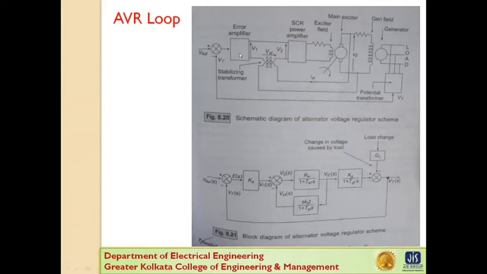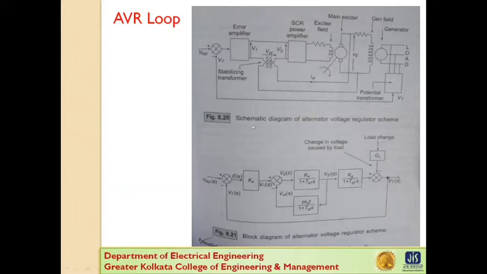So first the generator field is controlled by the exciter, and the exciter is controlled by this error. Now this error amplifier finds the error by comparing the reference voltage with the terminal voltage, and the signal from the error amplifier is amplified in the SCR power amplifier and sent to the exciter field. Now the exciter field excites the generator field according to the error.